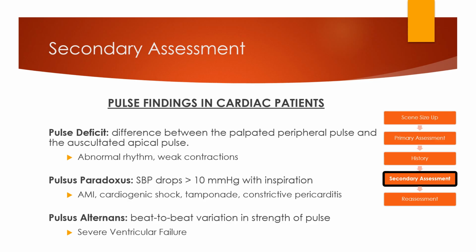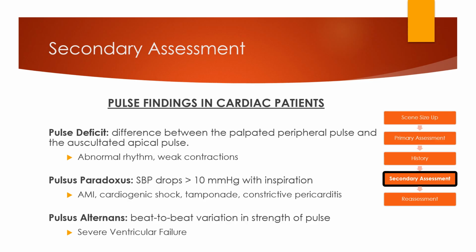So at this point, we're going to talk about the secondary assessment and findings that are more specific to cardiac patients. So some of the things that you might find are abnormal pulse findings in cardiac patients. So they may have a pulse deficit. This is where there's a difference between the palpated peripheral pulse and the auscultated apical pulse. So I'm palpating the radial pulse and it feels like it's about 110, but when I listen to the heart, I hear it at like 140. So this may be that the heart is contracting weakly or they have an abnormal rhythm. Sometimes we see this in atrial fibrillation. Other rhythms can produce this as well.